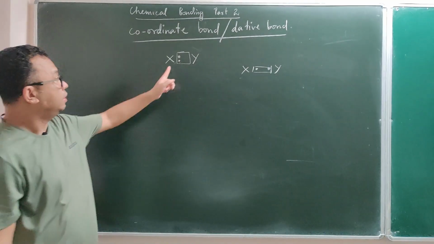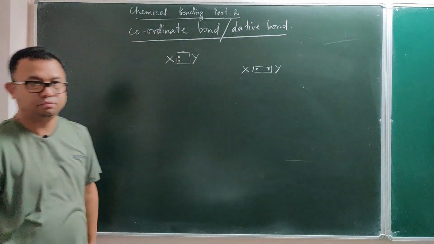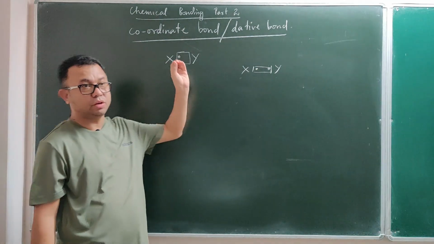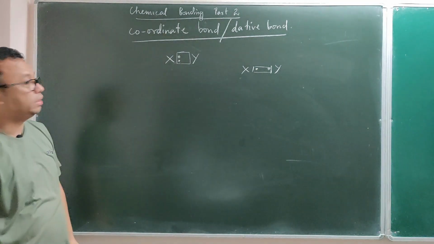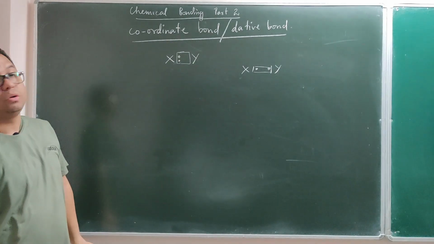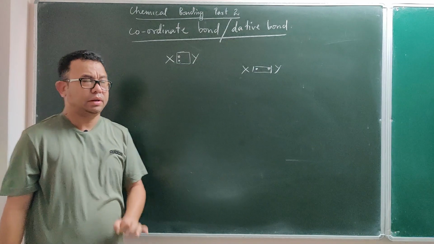Again I am repeating, even though it is sharing of electron, the sharing of electron takes place in such a way that both the electrons which are used for the formation of the bond are being contributed by a single atom. Such kind of bond is called coordinate bond or dative bond.